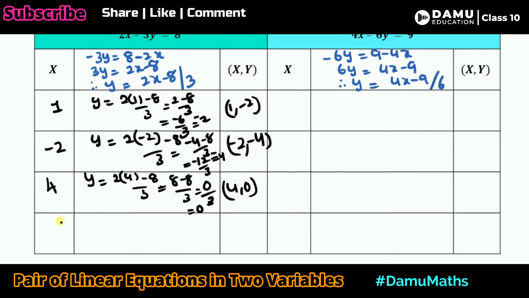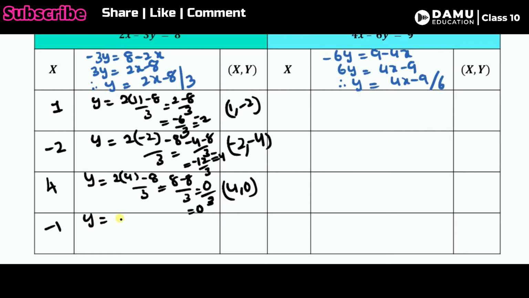Then another value. Let's move on to this. Let's take minus 1. So y will be equal to 2 into minus 1 minus 8 by 3. Then minus 2 minus 8 by 3, then minus 10 by 3. What answer will we get? We will get minus 10 by 3, which is about 3.333. So let's take it as (-1, 3.3). So these are the values for this.